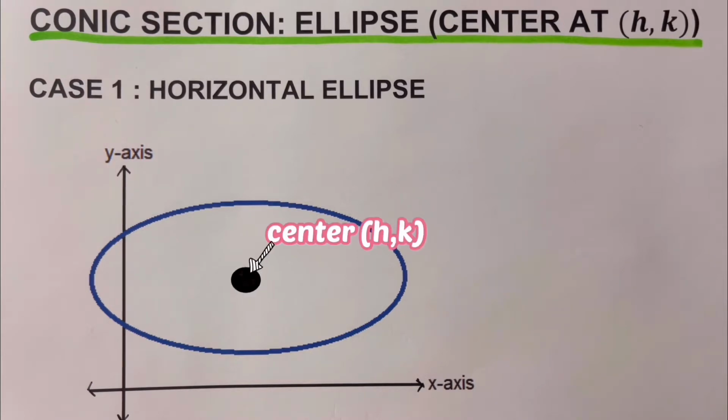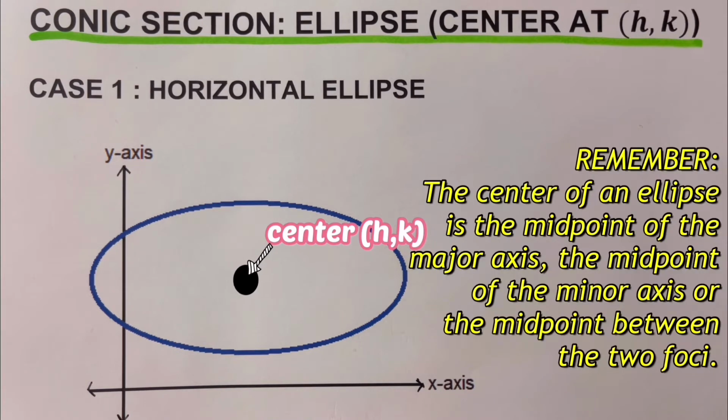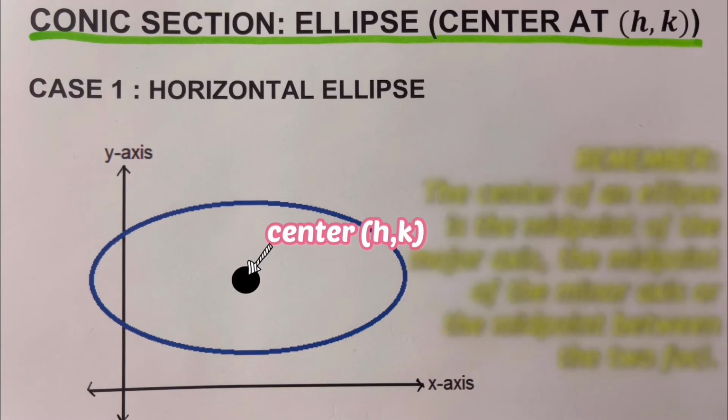The first part is the center. For this case right here, this is not at the point of origin. Our center is at (h, k). This coordinate (h, k) is the reading along the x-axis, represented as h, and the reading on the y-axis is represented as k. Please remember that the center is the midpoint of the major axis. It's also the midpoint of the minor axis, and it's also the midpoint of the two foci.